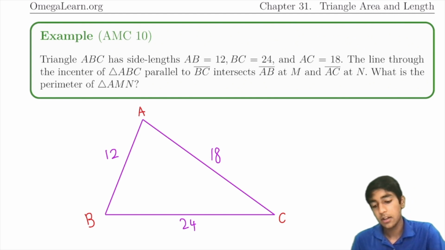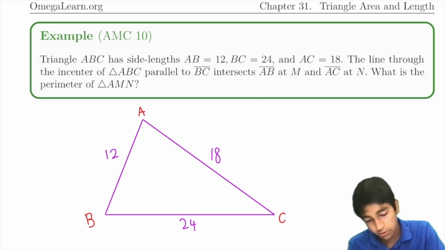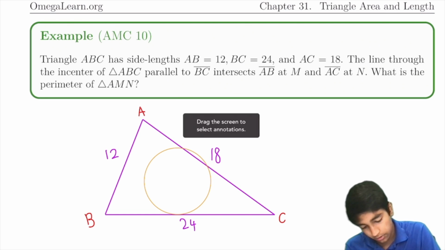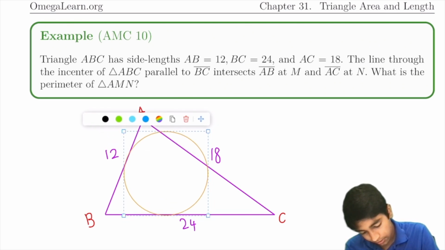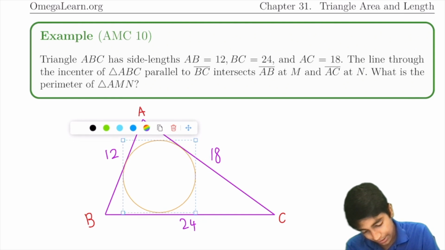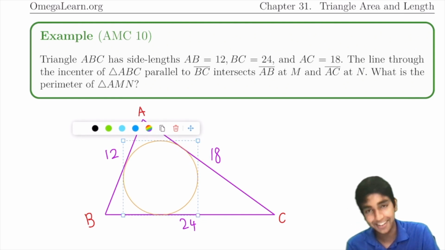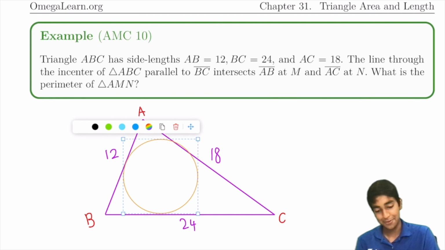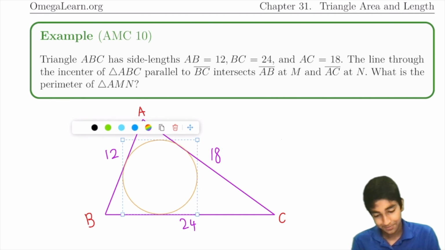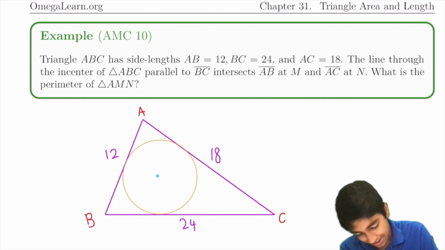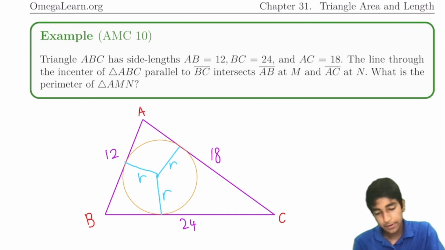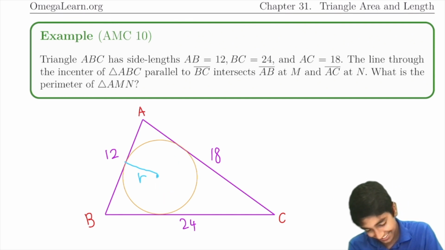Incenter of ABC. So like we discussed earlier, the incenter of a triangle is just the center of the inscribed circle. So I'm going to draw an inscribed circle, a very perfect circle, as you can see here, using my circle drawing tool that I have, that you probably won't have. So this is the incenter, this is R, this is R, this is R, but maybe we don't really need the radiuses for this problem.